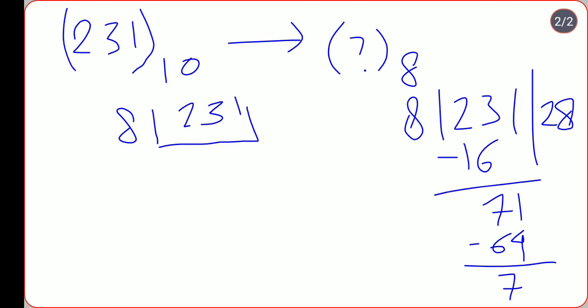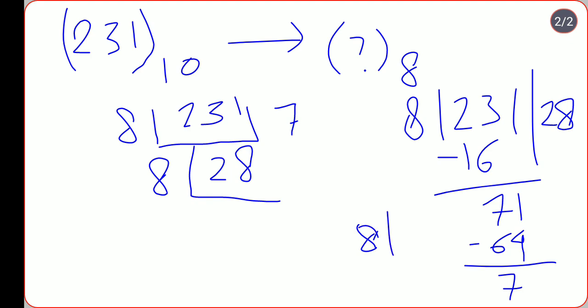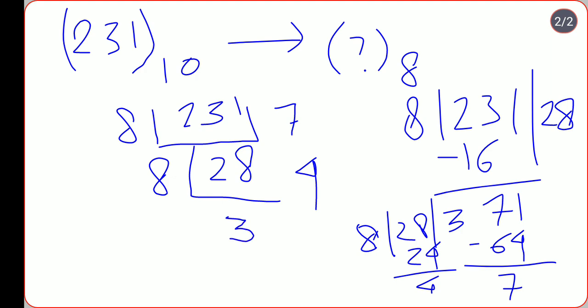So you have to write the remainder over here and the quotient in this fashion. Again, divide this 28 by 8. It's 3. 3 into 8 is 24. You are left with 4. So the remainder is going to be here and the quotient is here. While writing the answer, we are going to follow this fashion. So the final answer is 347 base 8.